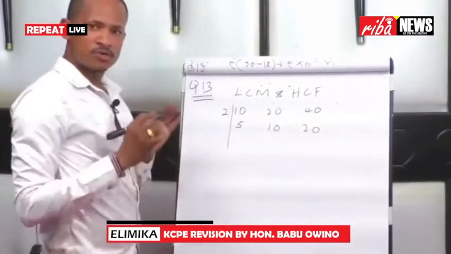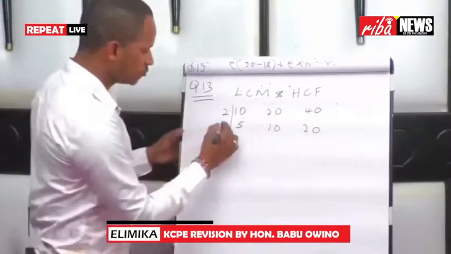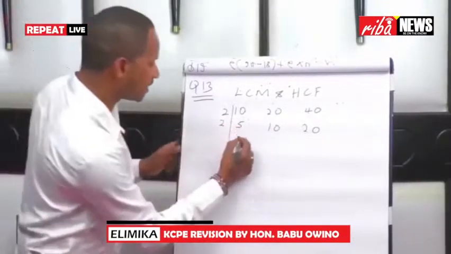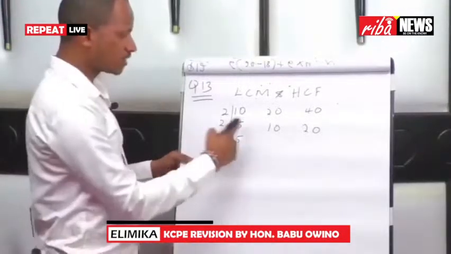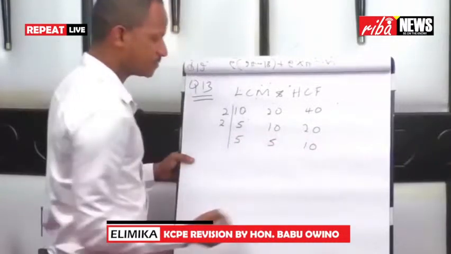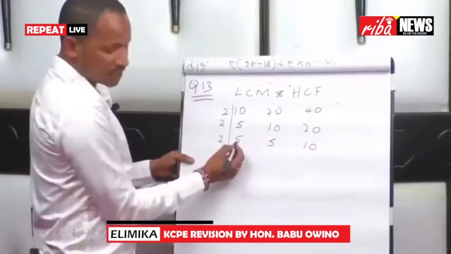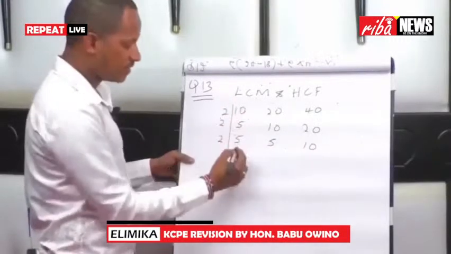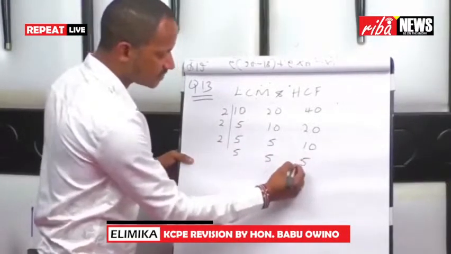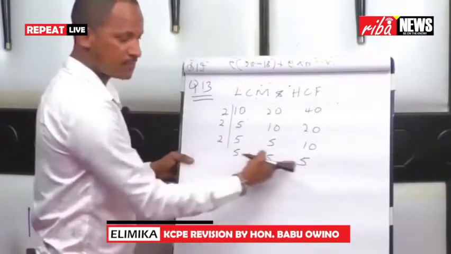Then, because we are dealing with the least, we've not exhausted 2, because 2 can still go into 10 and 20. So use 2 again. 2 can go into 5, but there is a remainder, so just bring down 5. Then 2 goes into 10, 5 times, and into 20, 10 times. Then do 2 again. 2 can go into 5 with a remainder of 1, so drop 5 down. Again, drop 5 down. Then 2 goes into 10, 5 times. So we have a common number here, which is 5.